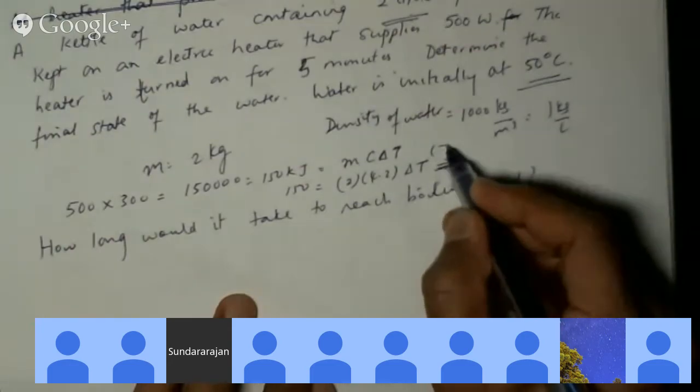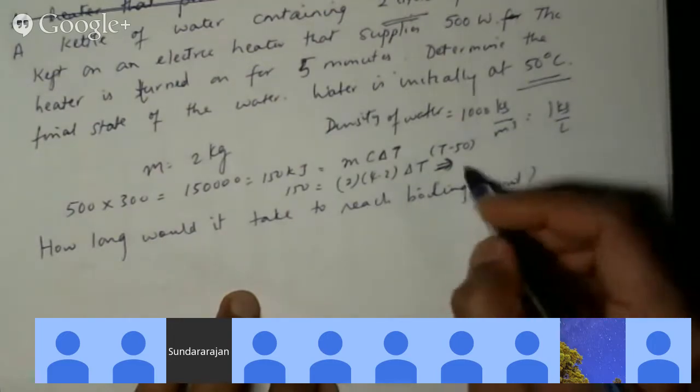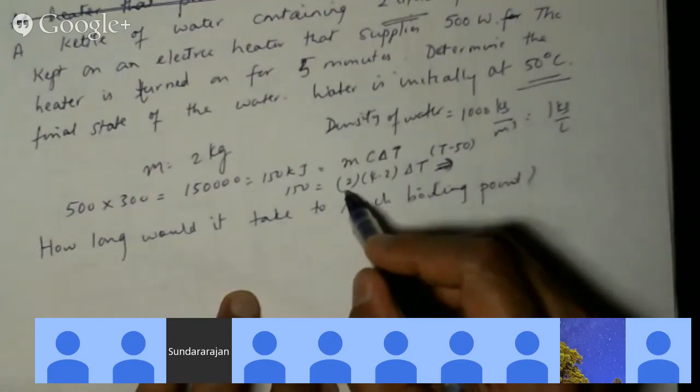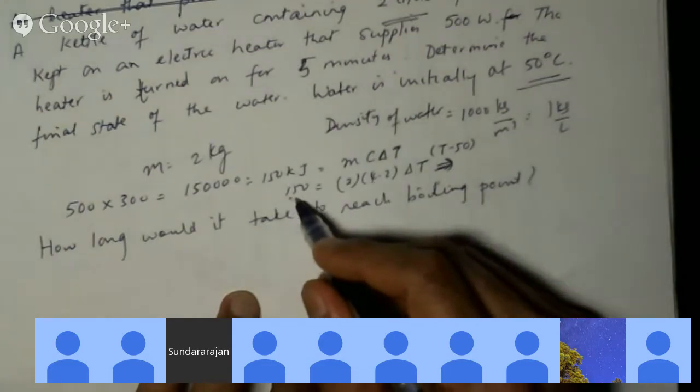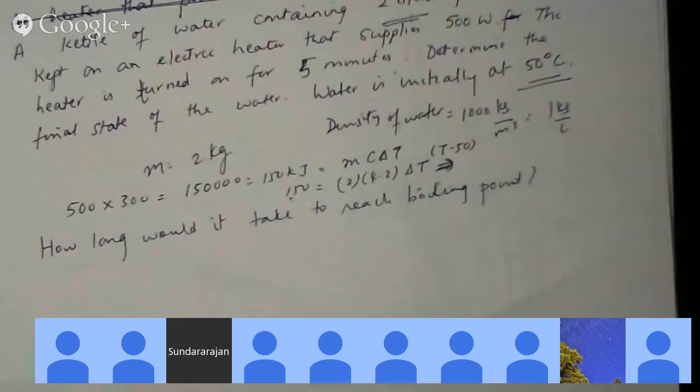You're going to multiply 2 and 4.2 together. No, just do 150 over 8.4. Or you can do that too. I got 17.9. So what's the final temperature of the water? 67.9 degrees Celsius.